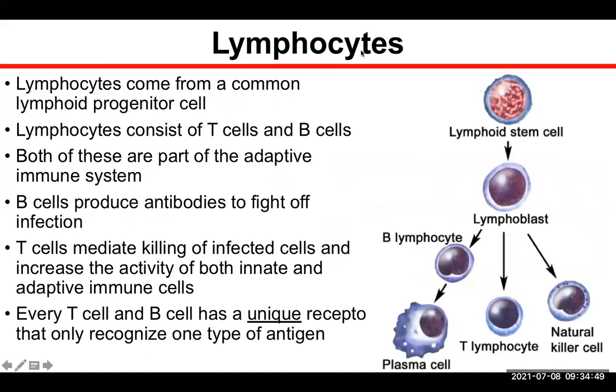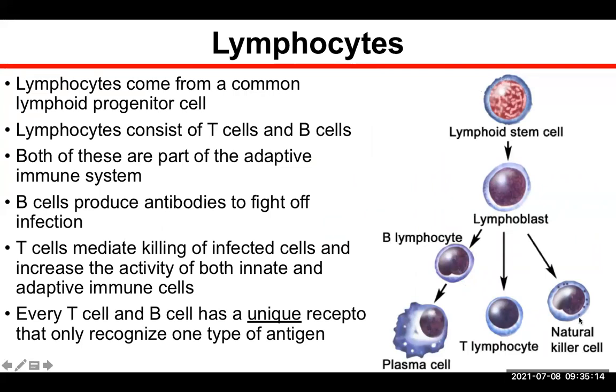So lymphocytes come from a common lymphoid progenitor cell. They branch off in the bone marrow by this particular stem cell, and the stem cell can actually differentiate into three different cells: B cells, T cells, and natural killer cells. I'm not going to talk about natural killer cells in this class. I think it's beyond the scope of the understanding, so don't even worry about that.